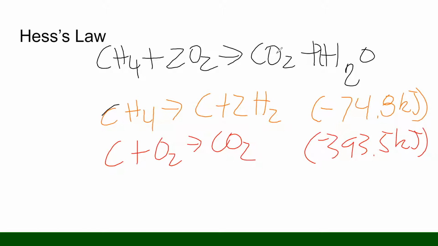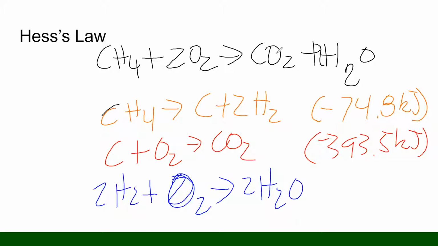And the third one, we multiplied by 2. So this one's actually 2H2 plus O2 produces 2H2O, and this is times 2. So this is actually negative 570, thank you, 571. I actually had a panic moment right there. So that one is negative 571 kilojoules.